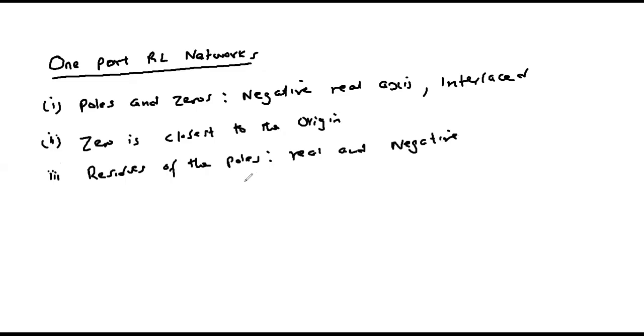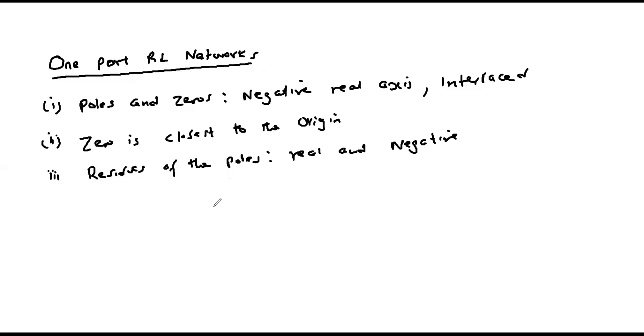So for any transfer function to be implementable using RL networks, all the poles and zeros must fall on the negative real axis and interlace. A zero should be closest to the origin. That means a pole is closer to negative infinity. And all the residuals of the poles must be real and negative. That is to mean, if we obtain the partial fractions of the given transfer function, the constants on the numerator must be negative.